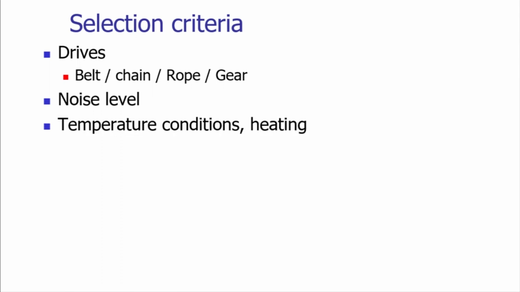Temperature conditions and heating: as we have seen, the brushed DC motors have a heating problem. So can we utilize these brushed DC motors in harsh conditions where the temperatures are already very high? So the surrounding temperature conditions also affect the selection of the electric motor.